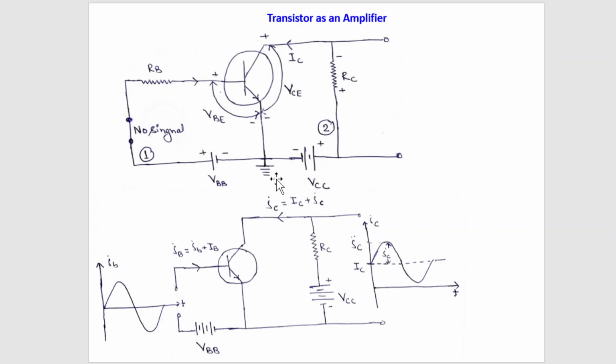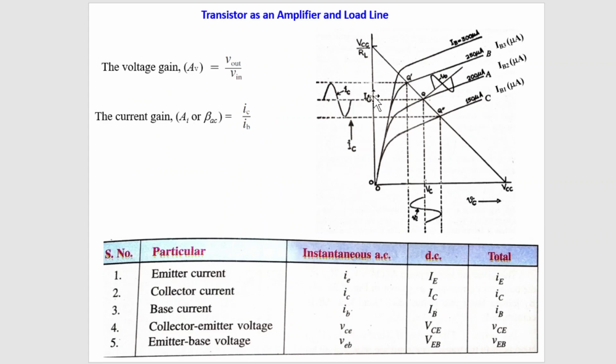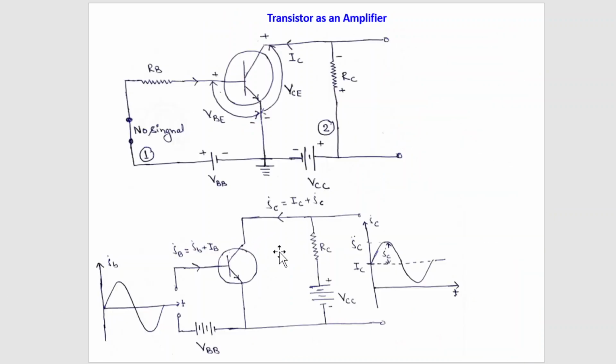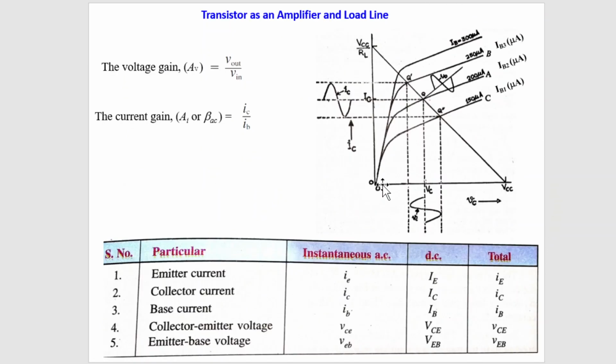Before using a transistor as an amplifier, we must try to draw the DC load line and locate the Q point corresponding to the output characteristics of that particular transistor. So let us say this is a common emitter transistor. We know the output characteristics of a common emitter transistor: we plot the graph between collector emitter voltage and collector current.